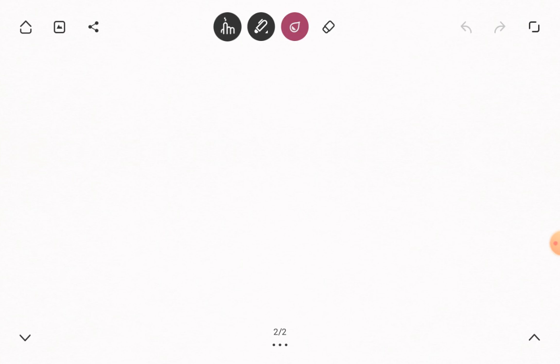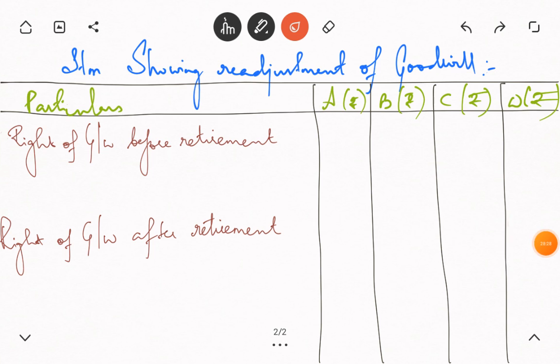So now we have calculated the gaining ratio. The next step for us is to calculate the goodwill after the retirement of the partner B. So I have prepared another statement for the calculation of the readjustment of goodwill.